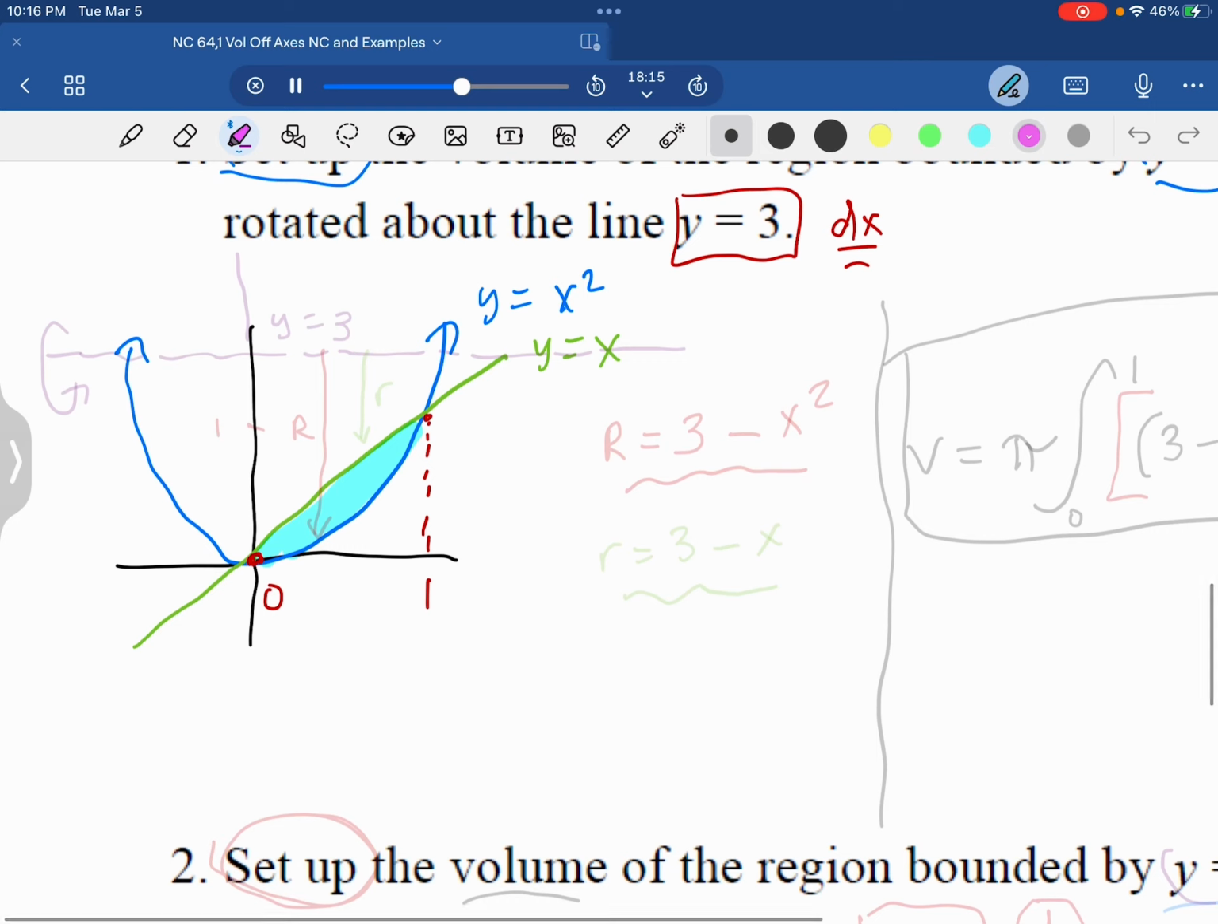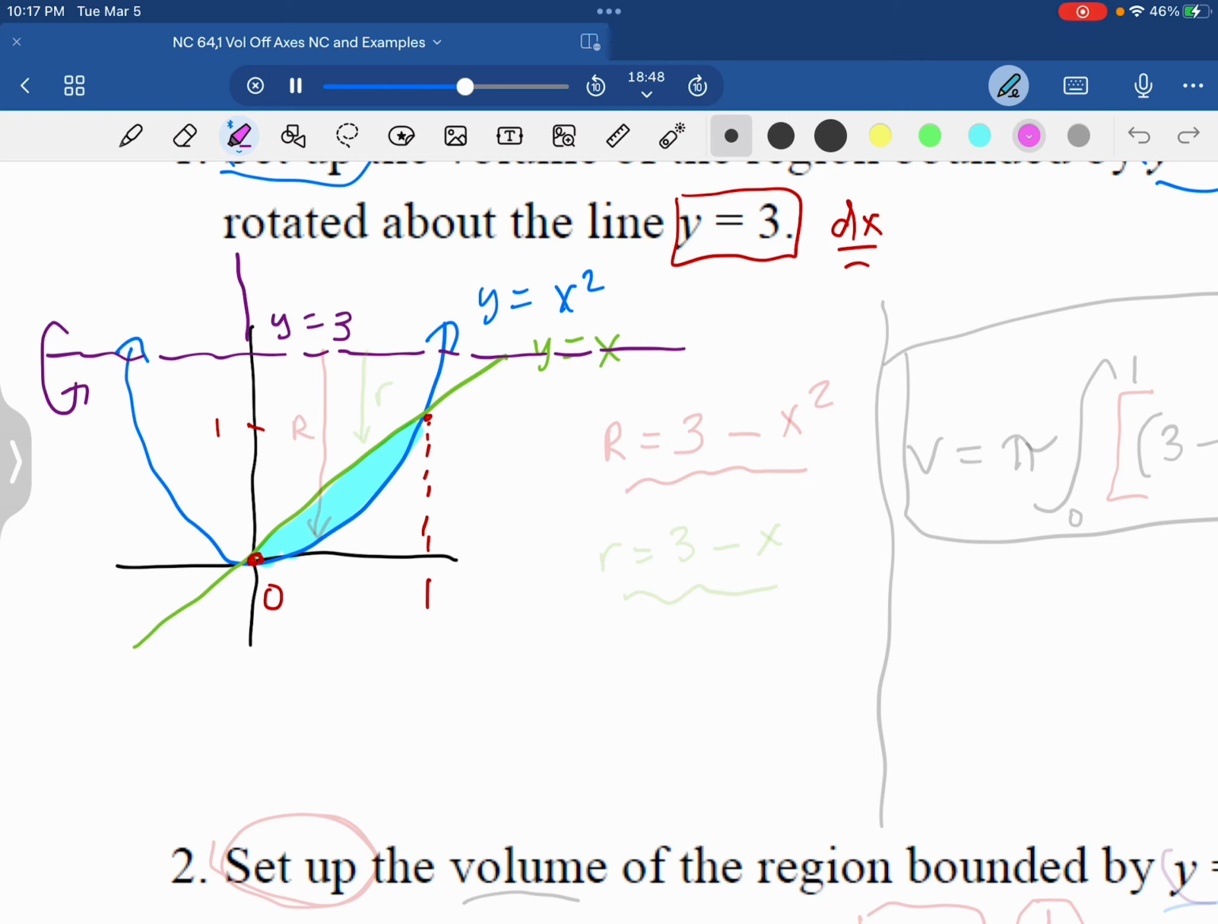And then to clarify, if I plug in 1, it's hitting at a height of 1. So this region's ending at (1, 1), which means my axis would be up here somewhere. My y equals 3 would be up above this entire region. So we're spinning around a line that's on top of the graph. So we already have our limits of integration.